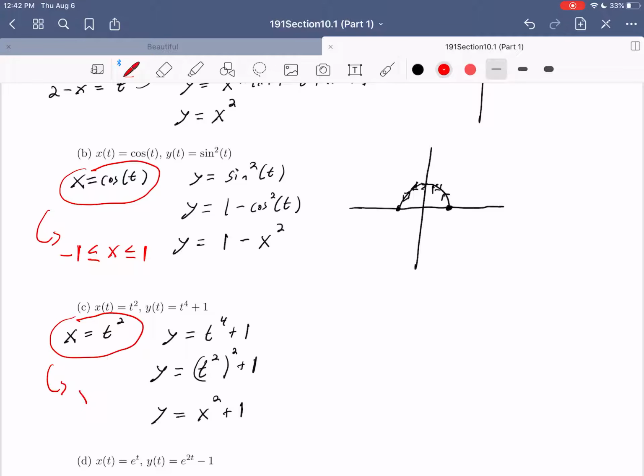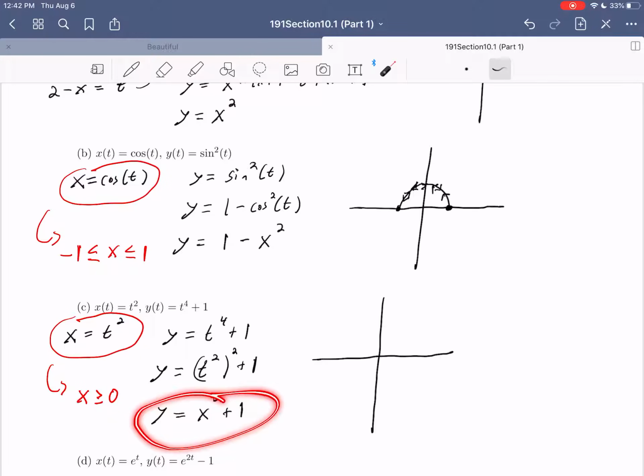This tells us that x always has to be greater than or equal to 0. Right? It always has to be a positive or a non-negative value. So if we graph that, we're going to be graphing y equals x squared plus 1, but only for x greater than or equal to 0. So in other words, we only get this section. There we go. It would only be this portion.